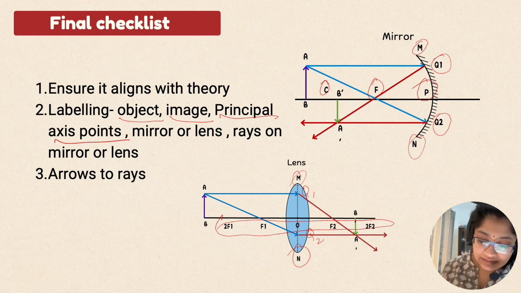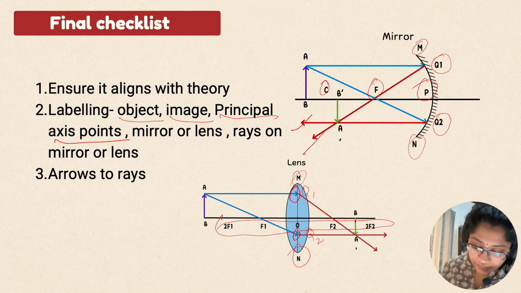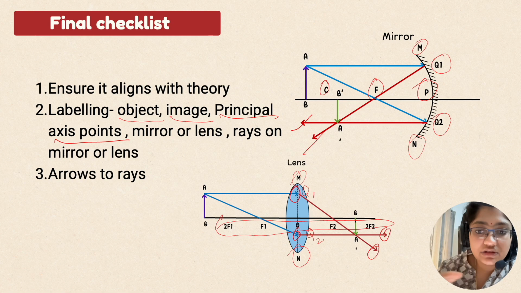So once that is done, the next thing is to ensure you have arrows on your rays. They are not lines, they are rays. So rays never end. So you have to always ensure they have arrows. Okay, you cannot miss the arrows. So these are the 3 points you will remember: aligning with theory, labeling of all important points, and arrows on the rays. This is how you will ensure that you get 100% marks in your ray diagrams.